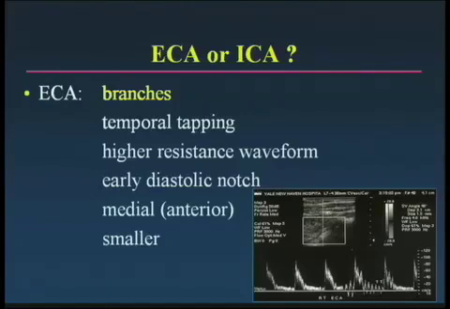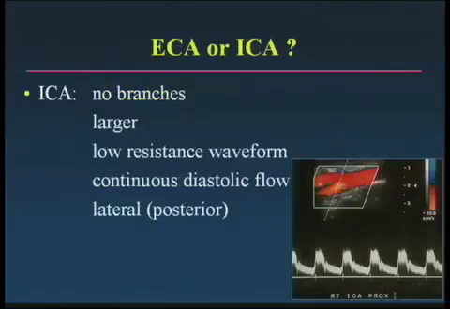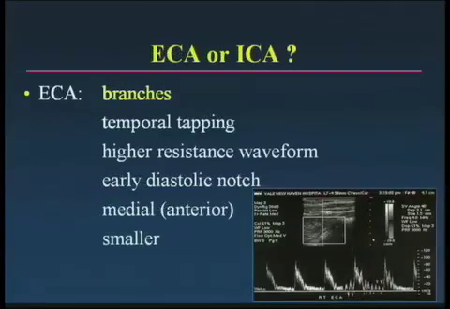Another thing you can do is temporal tapping, and you can tap over the ophthalmic artery just lateral to the eye, and when you do that, you will see a deflection in the spectral tracing, best seen during diastole. Unfortunately, you can sometimes see that in the internal carotid artery as well, though it's usually not as sharply defined as you see here, and if you compare one vessel to the other, it won't be quite as high velocity in the internal carotid artery in comparison to the external.